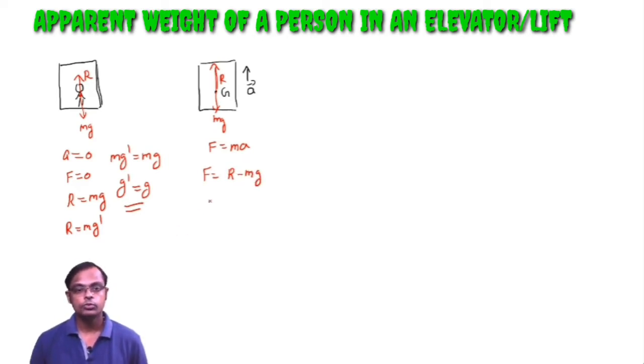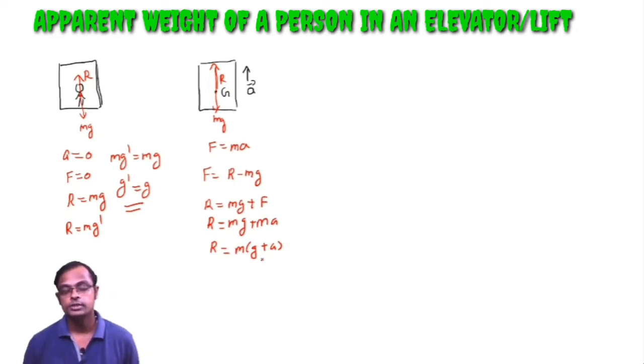Correct? Now what is R here? Apparent weight, right? So we can write here R is equal to mg plus F, where F is the resultant force, which is equal to ma. So we can write R is equal to mg plus ma, or R is equal to m into (g plus a).